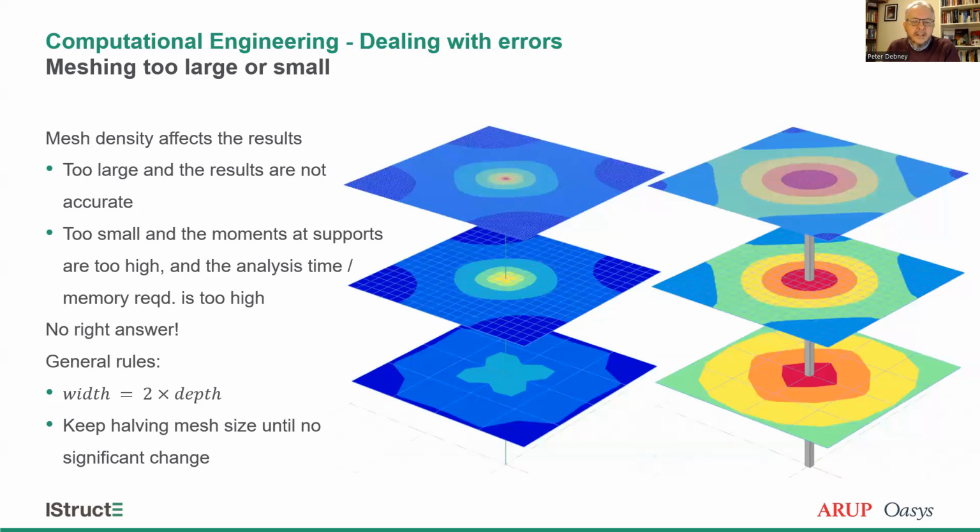What can be good practice is to run the analysis for a large mesh, then half the mesh size, and rerun it. Do the results significantly change? If so, halve it again and keep going until you don't get any significant change. You might get a small change, but how much is significant? Well, more than 10% difference, that's definitely significant. Less than 1%, you're within the margin of error and uncertainty on materials and sections and goodness knows what else.